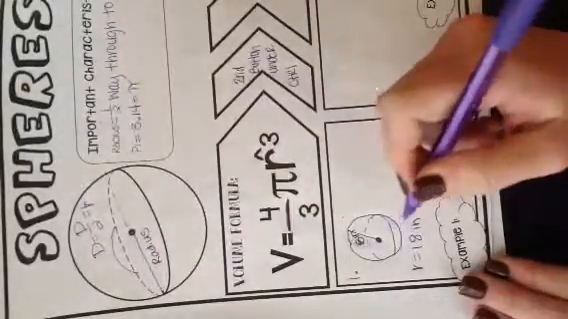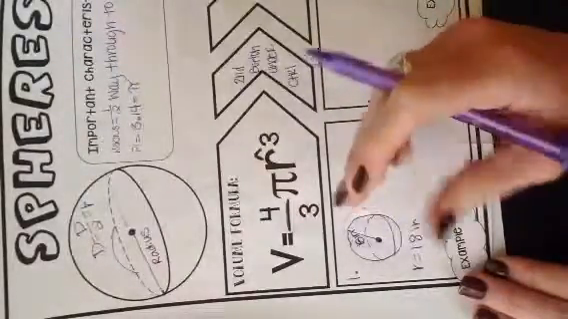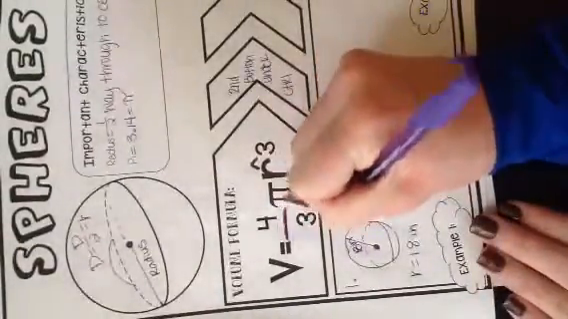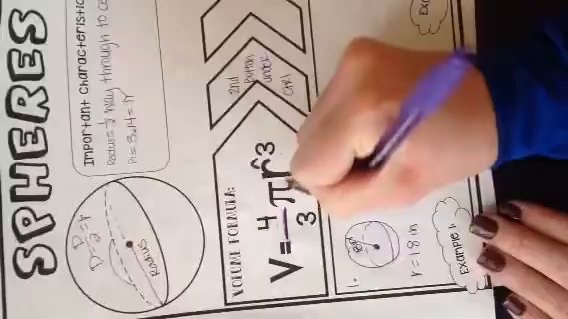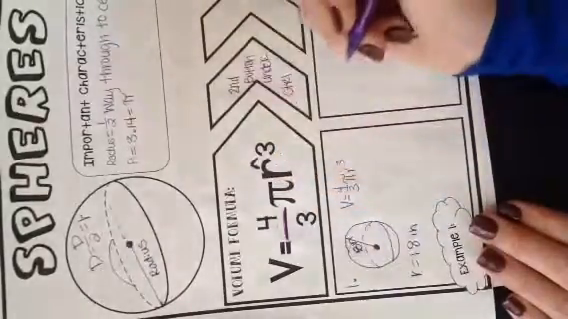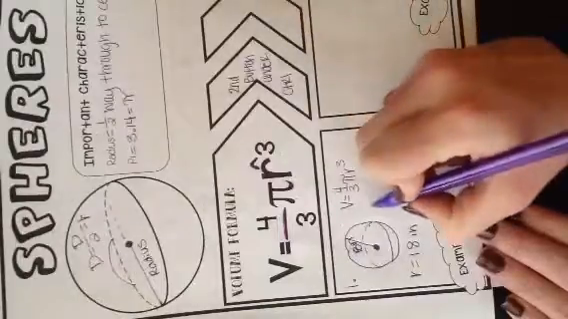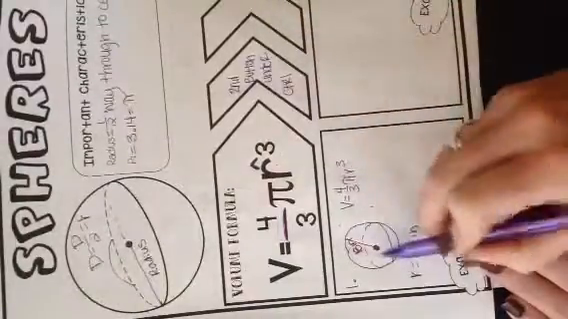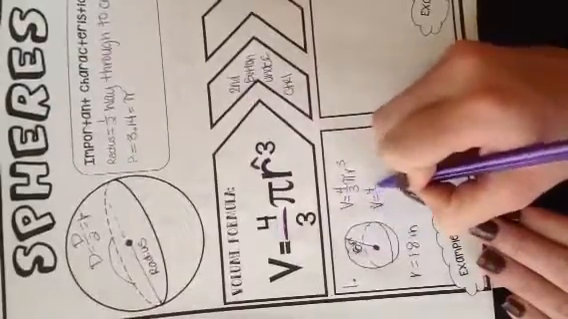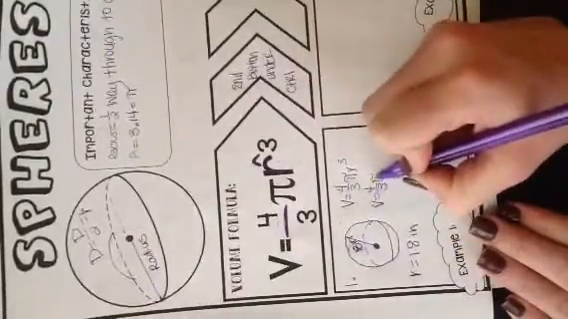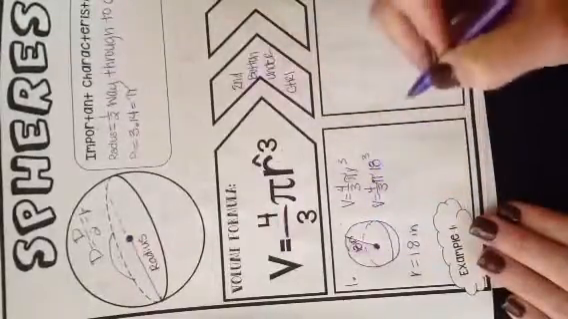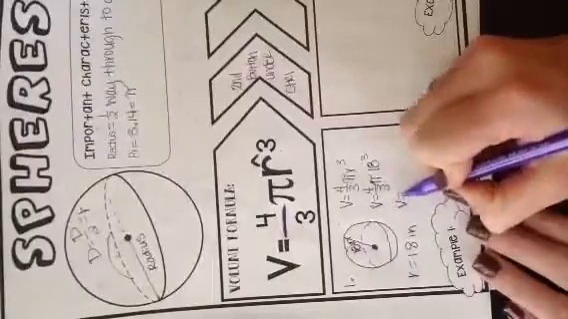Okay, on this one we don't have a height or anything like that because this is going to be round, circular. So my formula is v equals 4 over 3 pi r to the third. Okay, so next we're going to plug in our 18 as our r. So we're going to have v equals 4 over 3 pi, then we're going to take our r, 18, to the third. Okay, now we're ready to put it into our calculators.